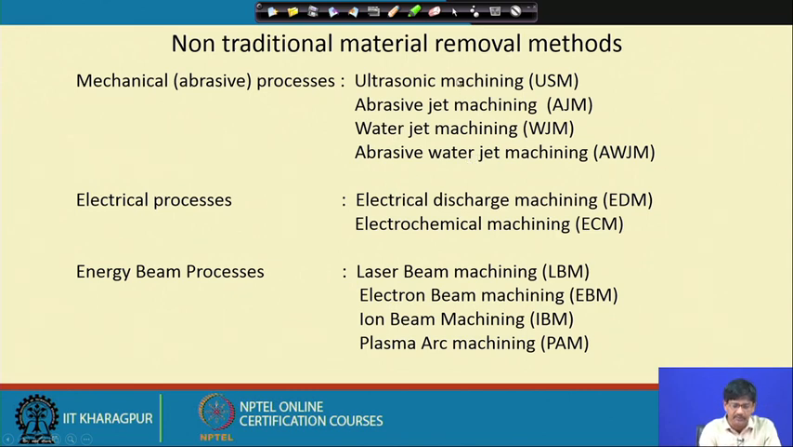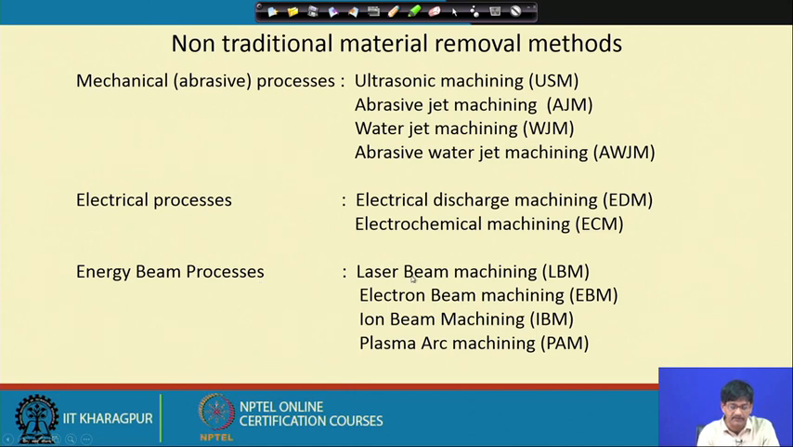Material removal is still by mechanical means, but we can also have electrical processes: electric discharge machining, where we apply sparks in between the workpiece and the tool, and electrochemical machining, where electrolytic dissolution is made use of in removing material.